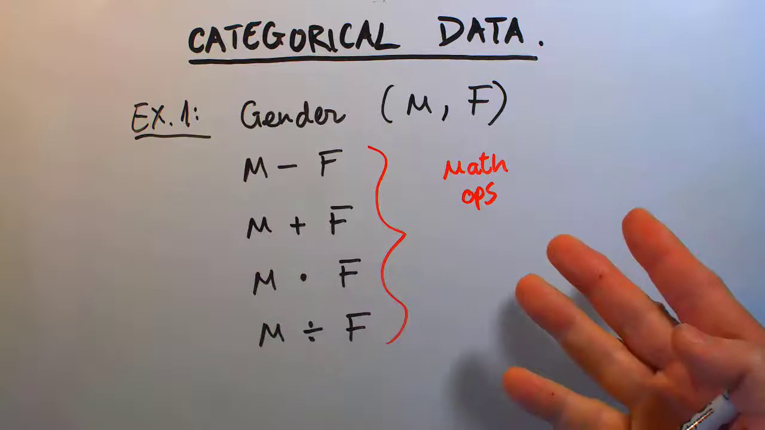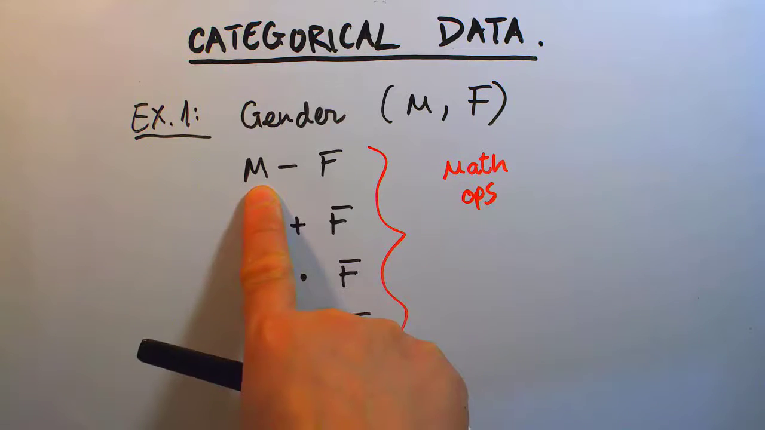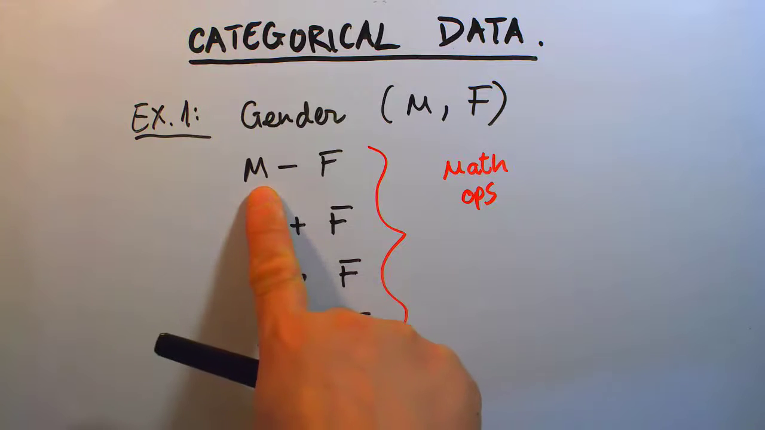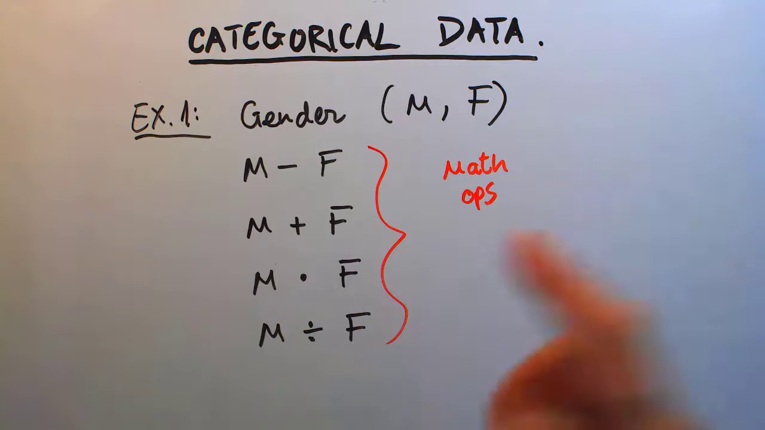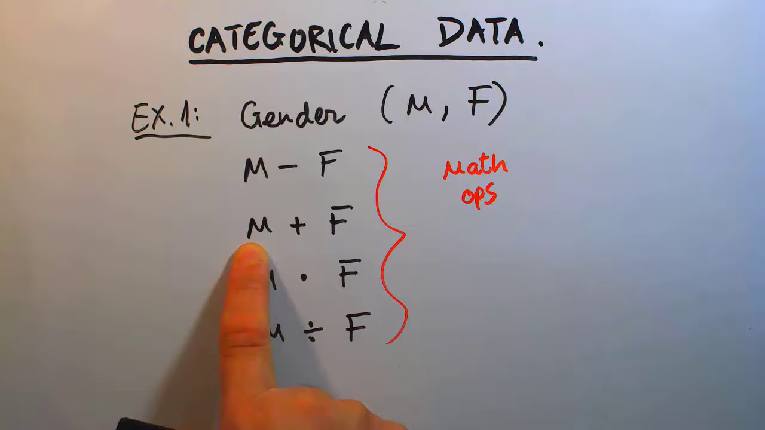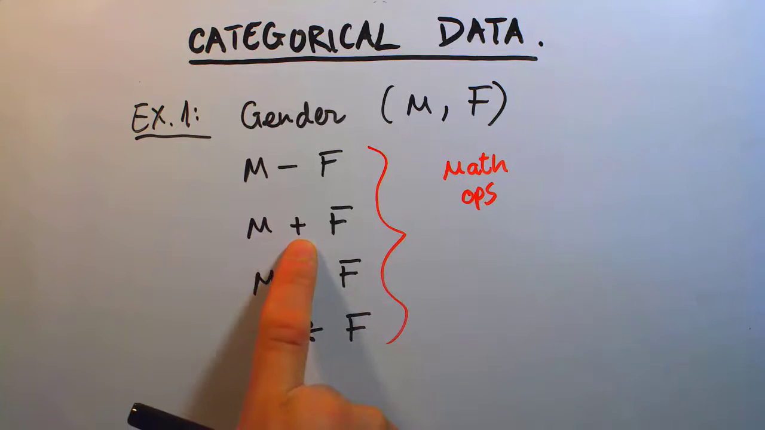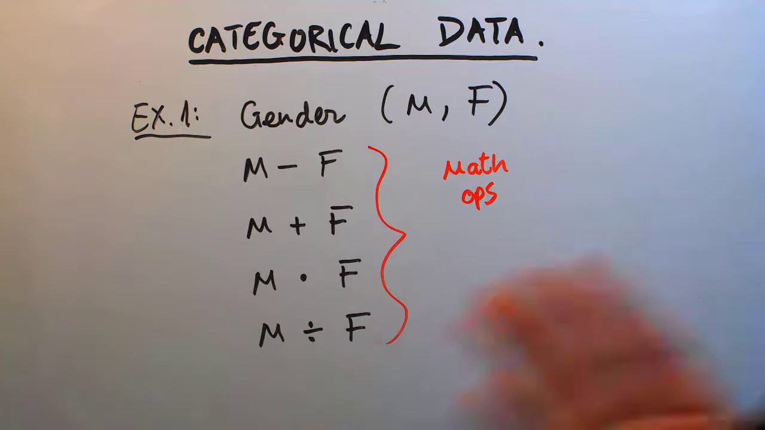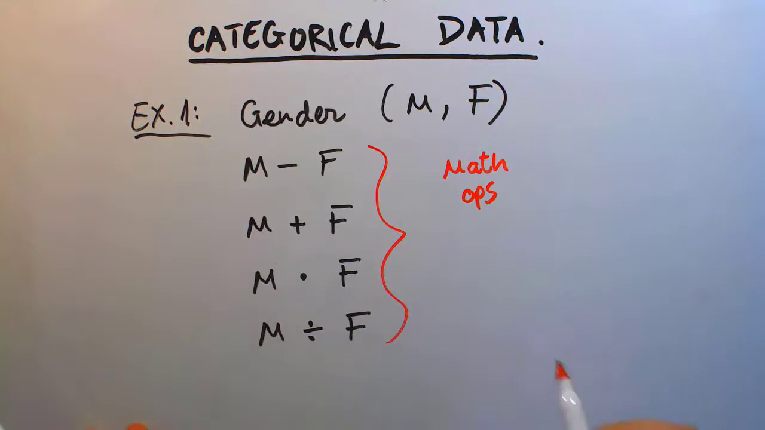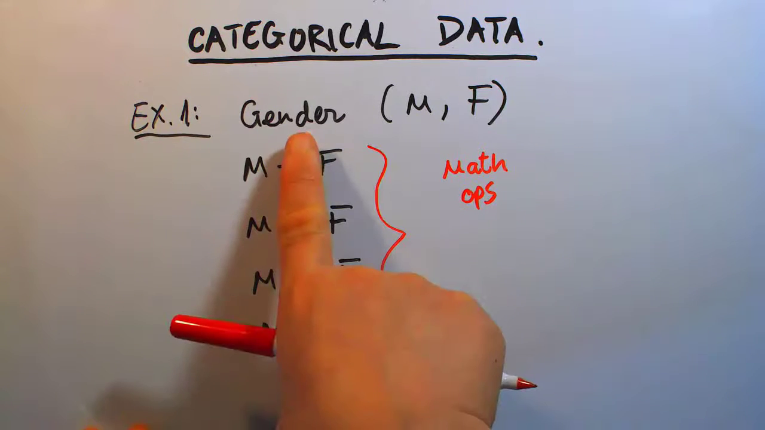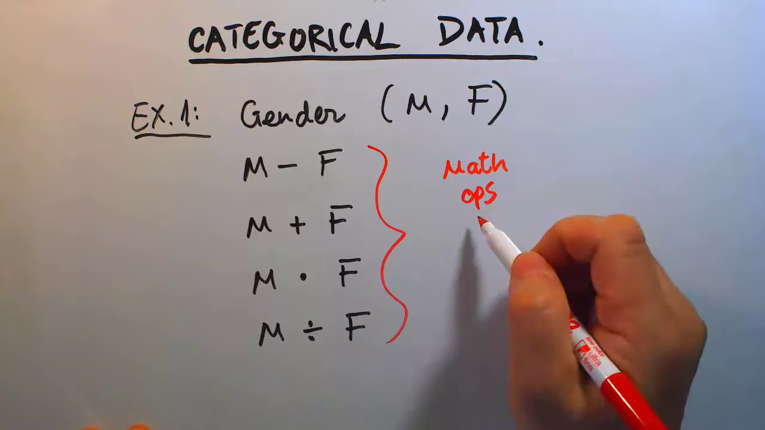What is the meaning of male minus female? It makes no sense. It has no meaning for us. What's the meaning of adding a male with a female value in the gender data? Obviously it has no meaning. It has no useful application. In the end, it makes no sense. And so now you can see that another characteristic of categorical data is that any mathematical operations do not exist.